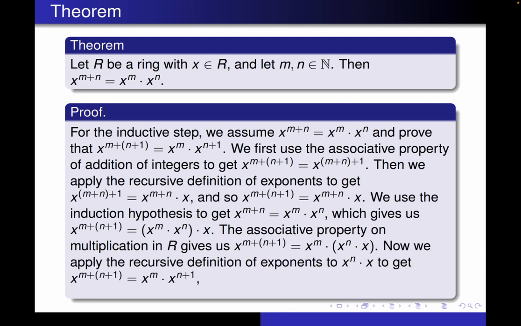That is literally equal to x^(n+1). And so if we replace x^n times x with x^(n+1), we get x^(m+n+1) equal to x^m times x^(n+1). And that is exactly what we were proving.